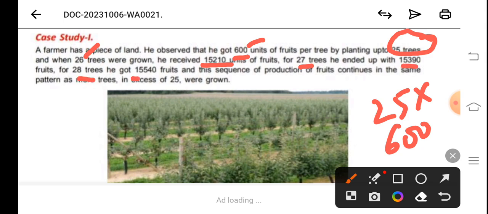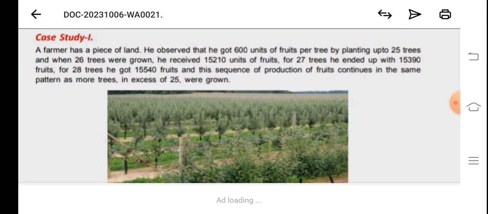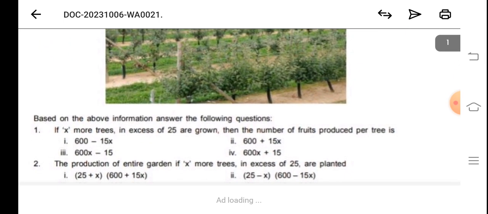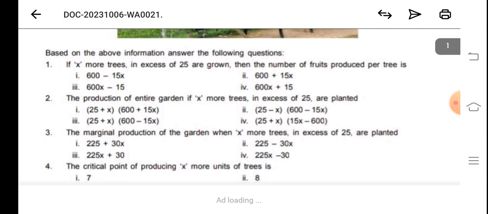28 trees, 15,540 fruits. This sequence of production of fruits continues in the same pattern as more trees in excess of 25 were grown. 600 units, 600 into 25, so like that 26 trees, 27 trees, 28 trees, like that this sequence was followed. Clear? So then, based on the above information, answer the following question.